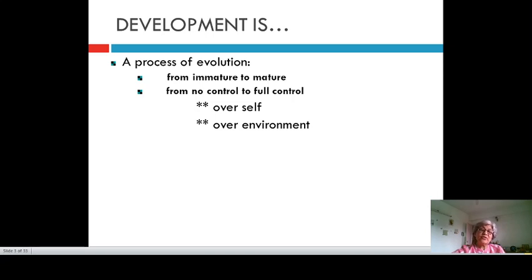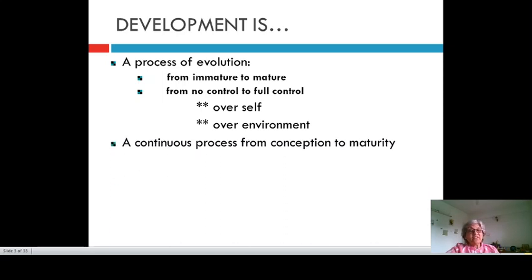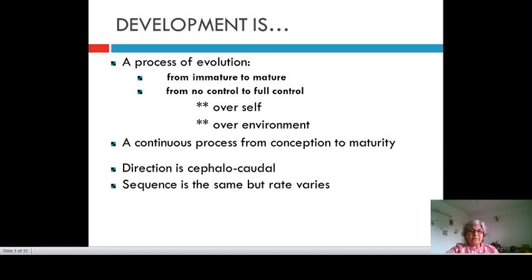Development is actually a process of evolution. It's a continuous process through which a child or a baby is evolving from a state of total immaturity to maturity. A newborn is not mature, but from there we will go on to an adult with full maturity. From a state of no control to full control. Again, think of a newborn who has no control over even his own body. He doesn't even know what crying means. To a state of full control over self as well as over environment. And all this is a continuous process, starting right from conception up to maturity.